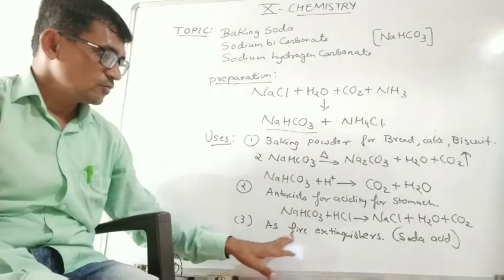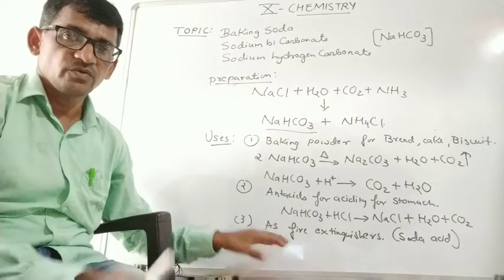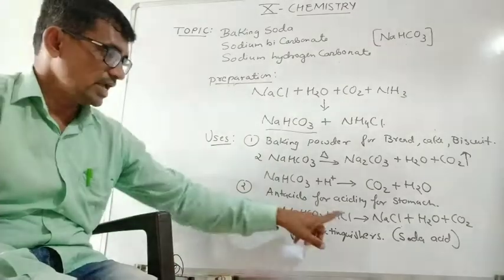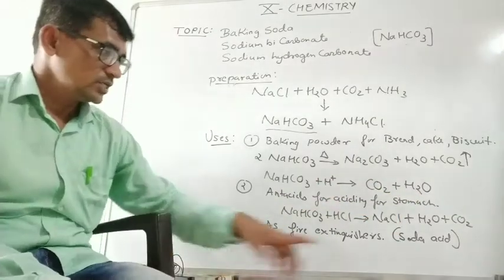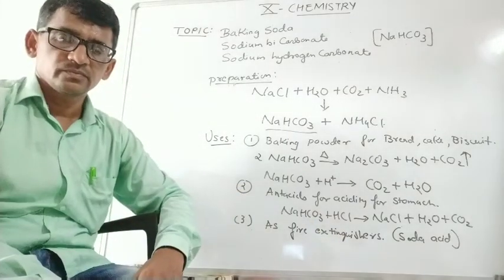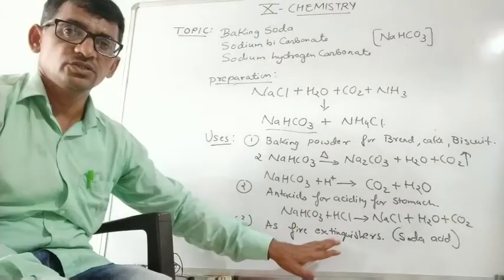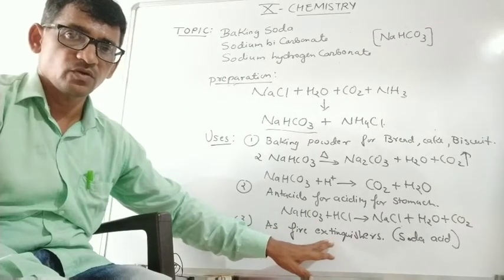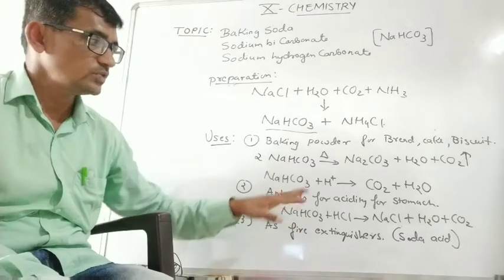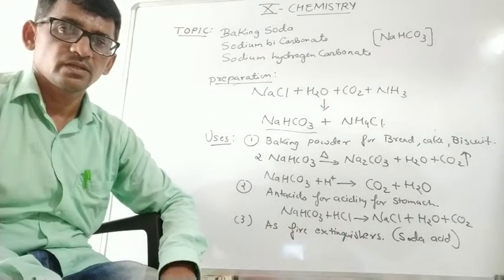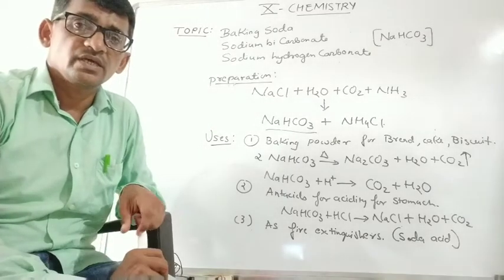Last use is the fire extinguisher. In a fire extinguisher also certain reactions are there. If you take out the knob, then HCl reacts with the bicarbonate and CO2 gas is released. That's why it is known as soda acid. When the acid spreads, it produces CO2, and CO2 is the fire extinguisher. In that particular bottle, acid and bicarbonate are there, so white foam comes out which produces CO2 gas. And CO2 gas is the fire extinguisher. So this is about baking soda.